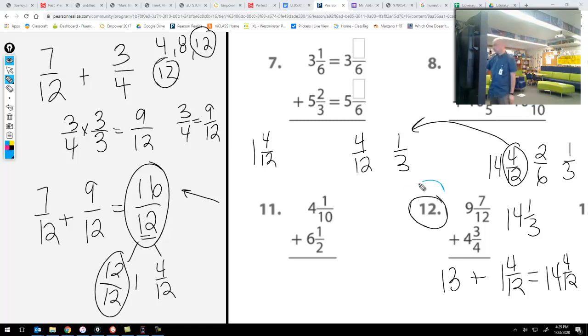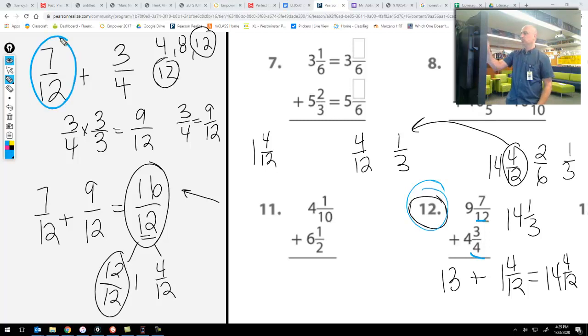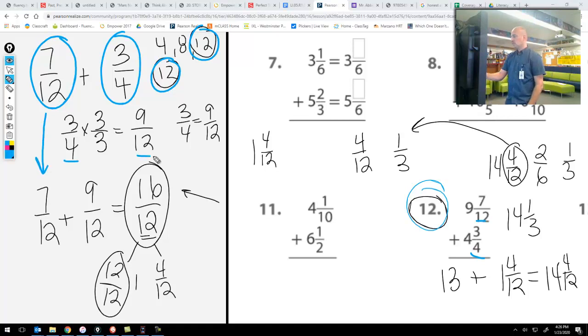Originally with this problem, problem number 12, I'm going to make this a little thicker so it stands out a little more. I had 9 and 7/12 plus 3/4. I took the fractions here, 7/12 and 3/4, and I put them over here. I added them up. We decided that 12 was the lowest common denominator, or least common denominator. And so I put this one down in here, and we turned 3/4 into 9/12 by multiplying both the numerator and denominator by 3. We put that 9/12 down in here. So I had 7/12 plus the 9/12. I added the 7 to the 9 to get a sum of 16/12.